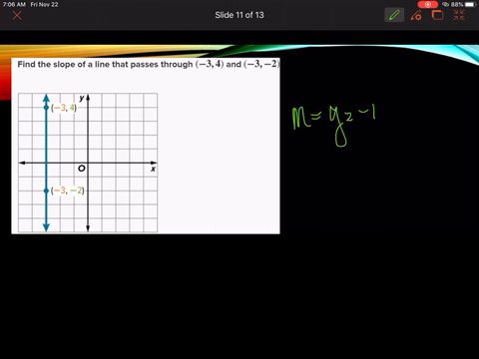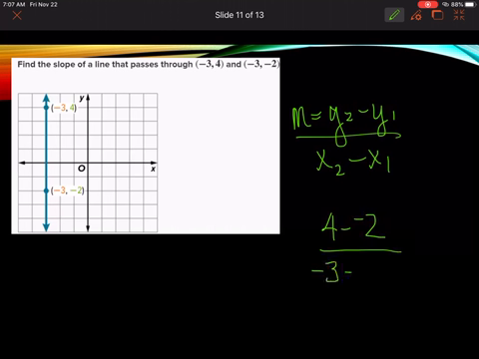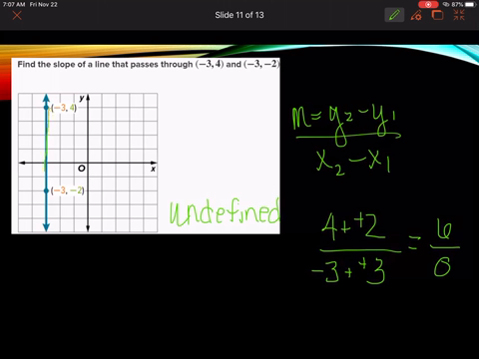So y2 minus y1 over x2 minus x1. So I'm going to take my y's, 4 minus a negative 2, and then my x's, negative 3 minus a negative 3. So this is plus, so that's 6 over 0. What happens when you divide by 0? You can't, it's undefined. So when you have a vertical line like this, the slope is undefined because we cannot divide by 0.